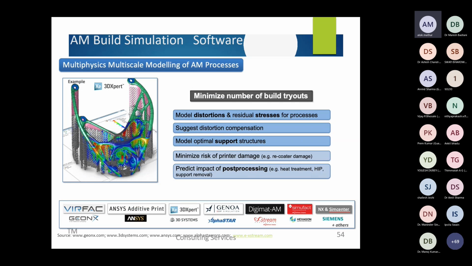Now we can see additive manufacturing builds simulation software. Yes, multi-scale modeling of additive manufacturing process. It is possible with the different advancements. Model distortions and residual stresses for process. These we want to minimize. Suggest distortion compensation. Model optimal support structures. Minimize risk of printer damage, and predict impact of post-processing on this.